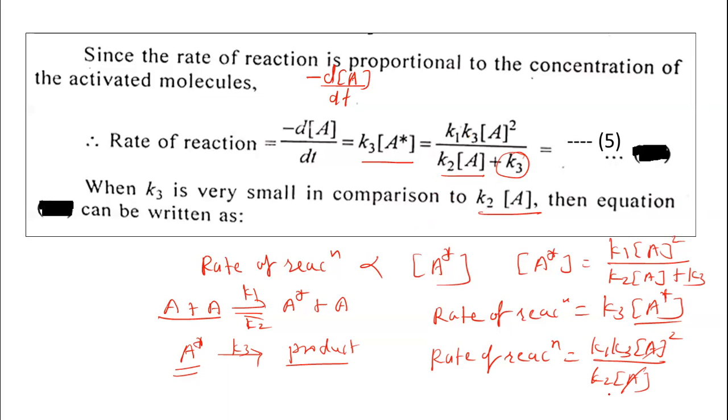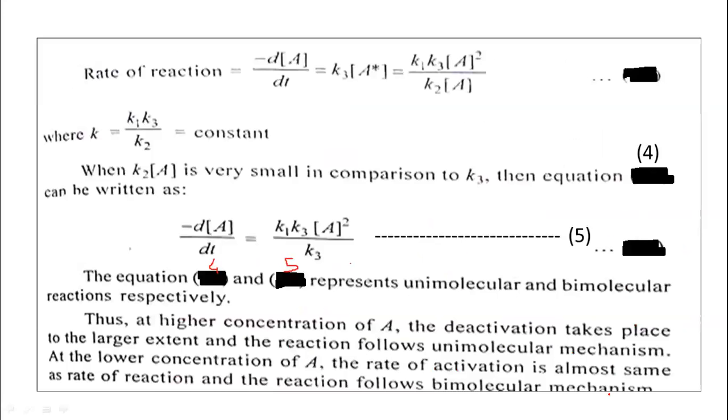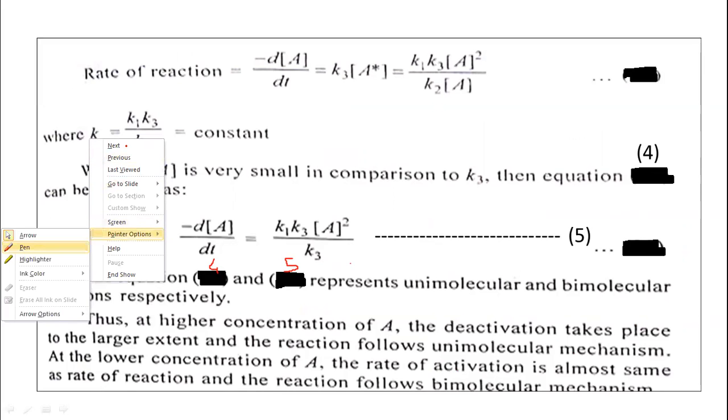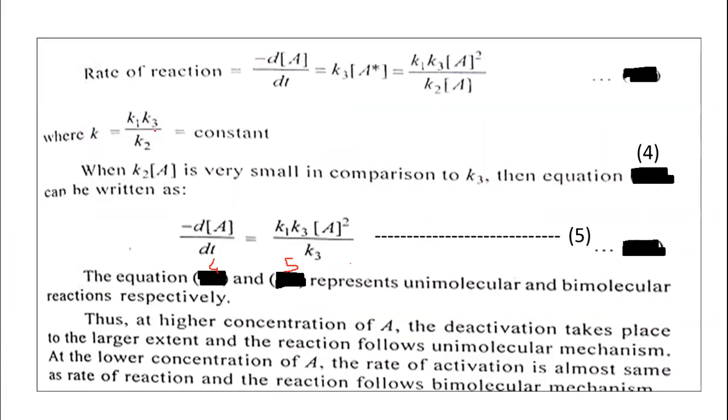But K1 is constant, K3 is constant, and K2 is also constant. So let us see how it is modified, where K is equal to K1 into K3 upon K2. This K is another constant, taken here because K1 is constant, K3 is constant, and K2 is constant. So we take another constant here.